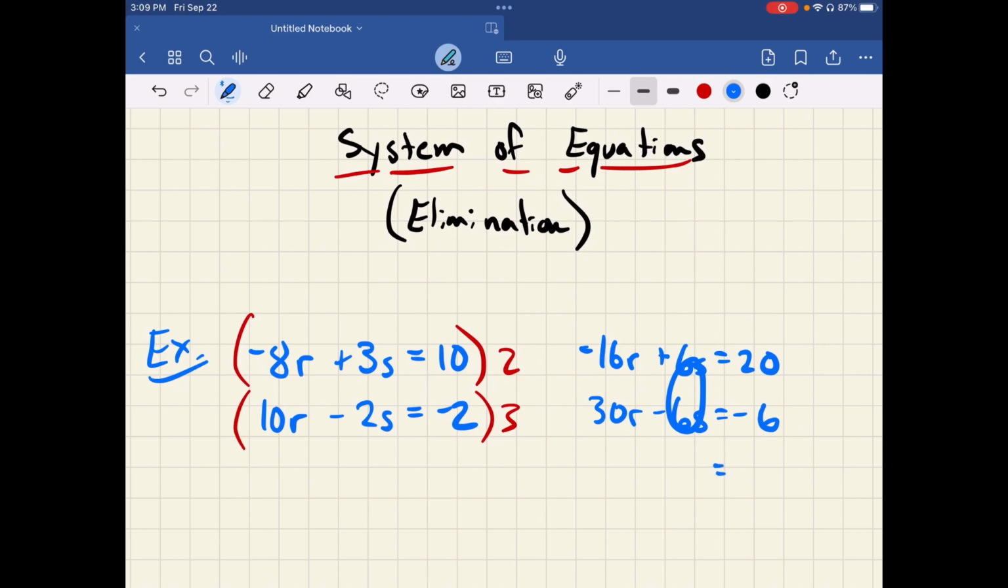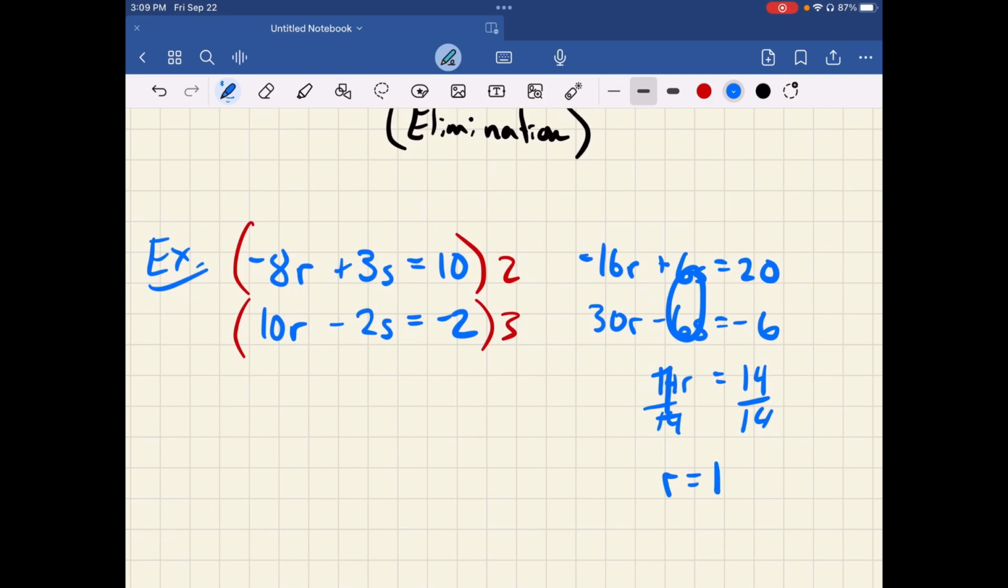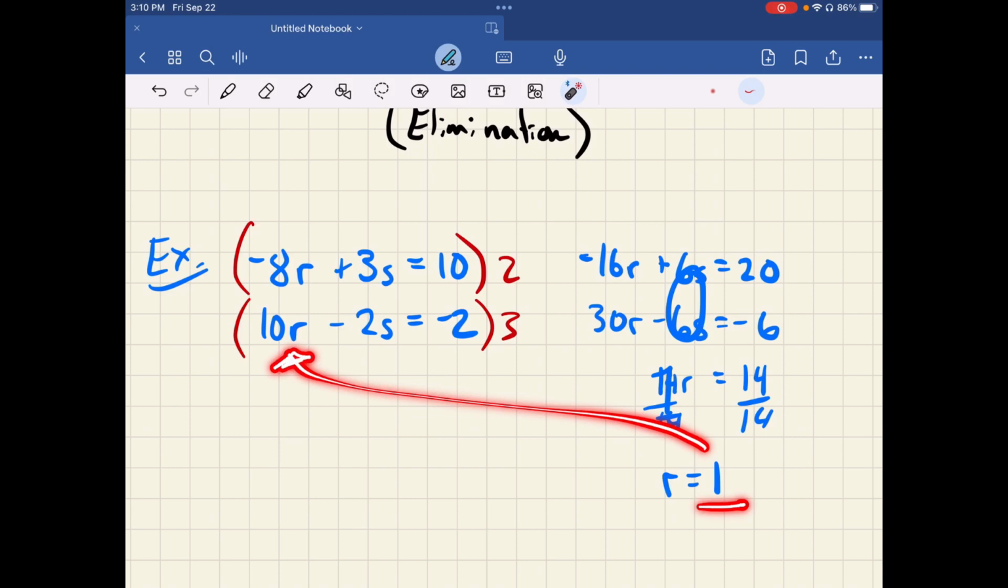And on the left side, I have negative 16r plus 30r, which will come out to be 14r. 20 minus 6 is also 14, divide by 14, and I get r is equal to 1. From here, I'm going to do the exact same process from substitution. I'm going to take this newfound r value of 1, and I'm going to plug it into this right here, and I'm going to solve that to find out what s is.